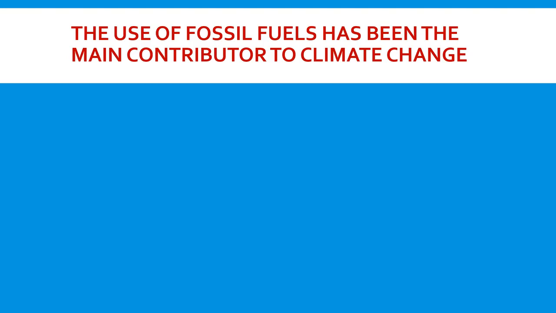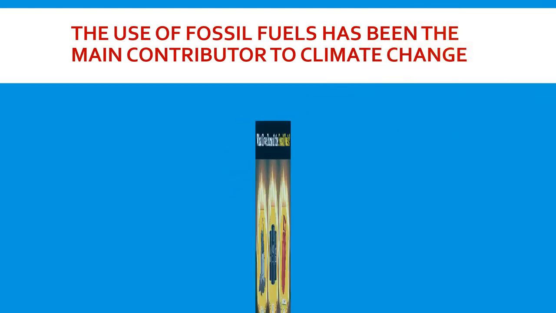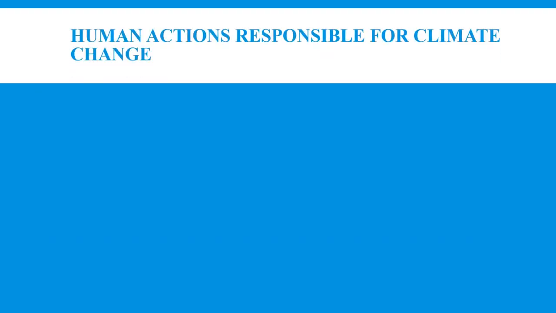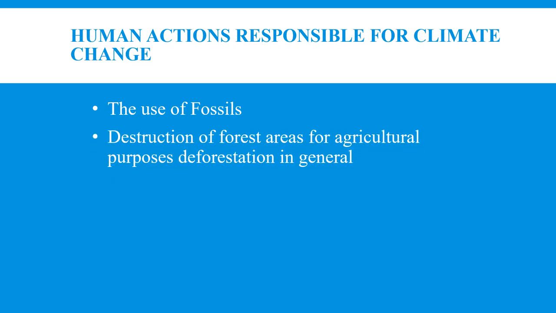Students, we are the inhabitants of the earth, so our own individual and collective actions resulted in climate change. Let's learn in detail. Human actions responsible for climate change are the following. The use of fossil fuels, as discussed before, is the main cause of climate change. Destruction of forest areas for agricultural purposes, or deforestation in general. This is another human action which resulted in climate change.